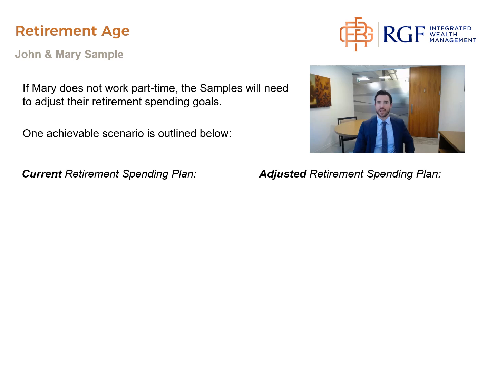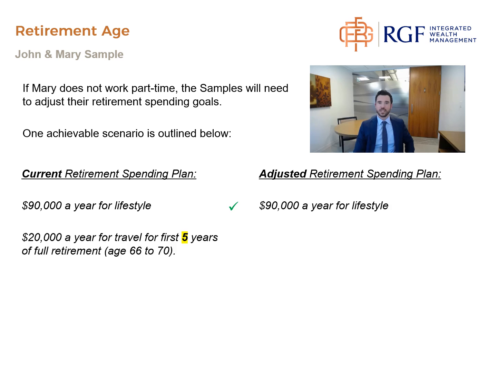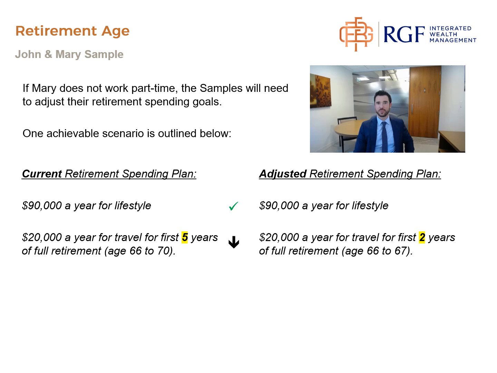So we're going to look at their spending goals by order of priority. So spending to achieve their desired lifestyle, this is still achievable and no cutbacks are needed. The goal to travel for the first 5 years of retirement, the samples will need to dial this back and they can only afford the extra 2 years of travel. And gifts to their grandchildren, unfortunately this is not achievable and the grandkids may be looking for a summer job when the time comes.